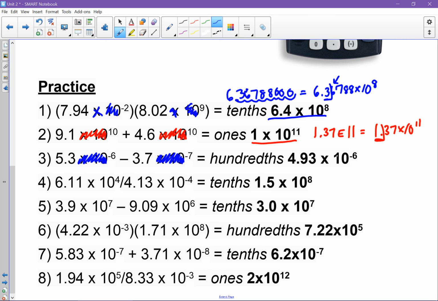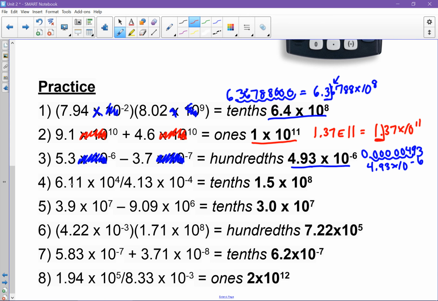Okay, next one. Put this in your calculator, 5.3 E negative 6 minus 3.7 E negative 7. And your calculator is going to give you this really long decimal. It says 0.000000493. That's not in scientific notation, so we're going to put it into scientific notation. We want our decimal to end up here between the 4 and the 9. That's a 1, 2, 3, 4, 5, 6. So 4.93 times 10 to the negative 6, because this is a decimal number, and that's already rounded to the hundredths place, so that's where that answer came from.